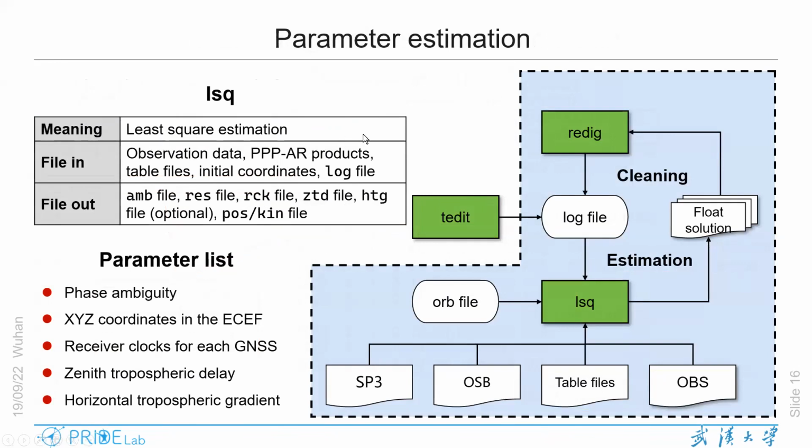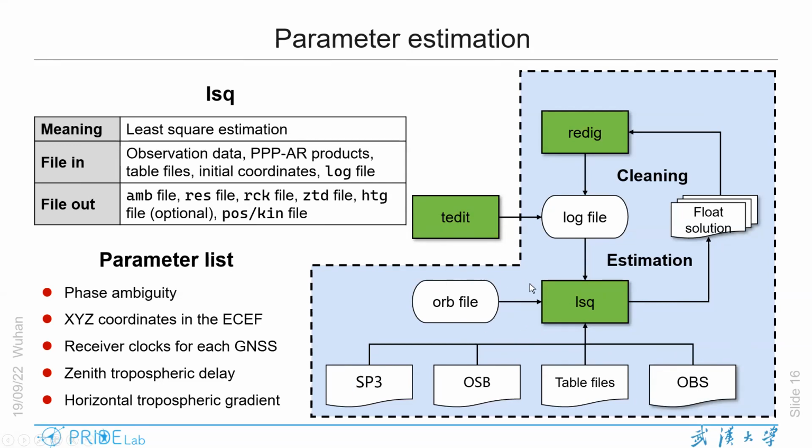Now we come to the most important module of the processing flow, the LSQ for the least square estimation. This program takes all the files we prepared for the GNSS processing, such as the observation data, the products, the table files, as well as the initial coordinates and the log file we just generated. The files we listed here are just a part of all the necessary files for the LSQ.